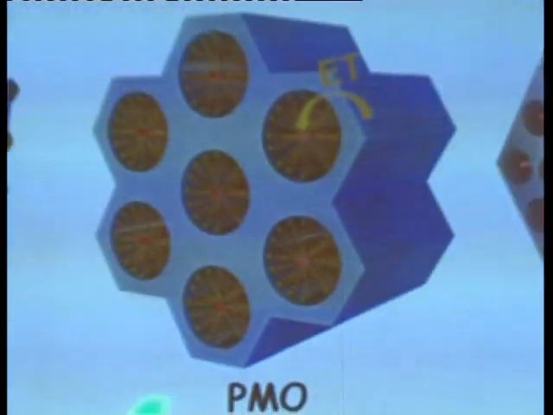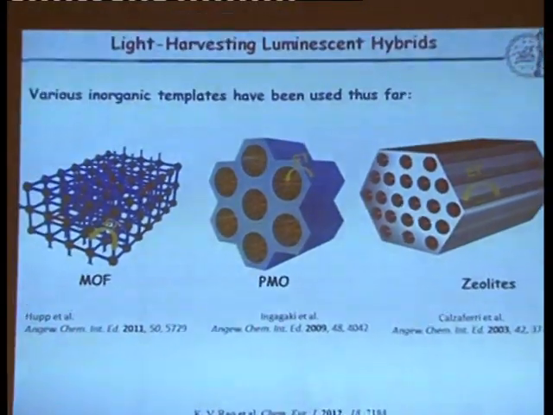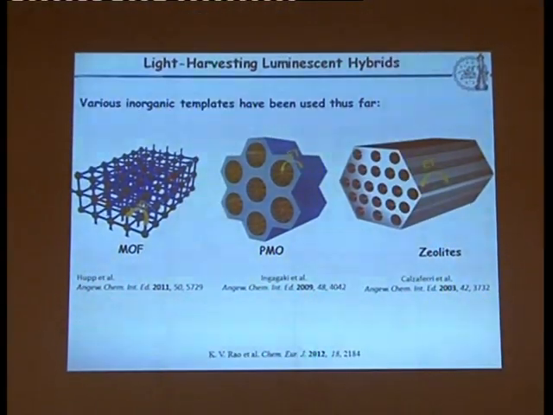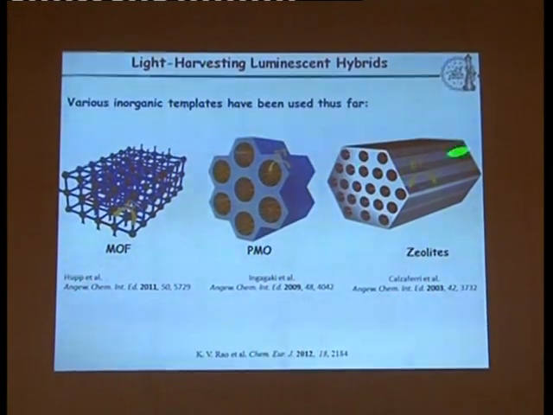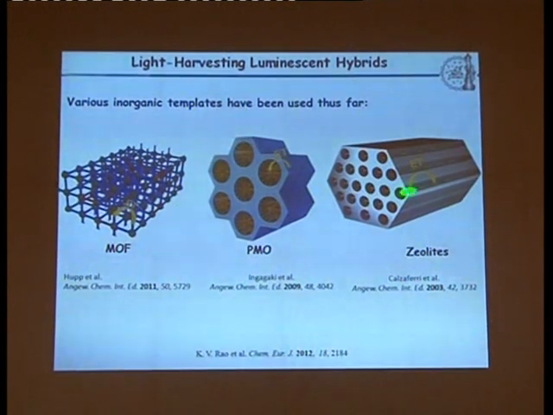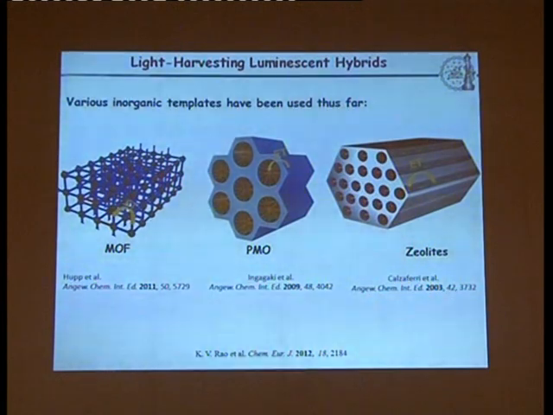These are a couple of typical classical systems known in the literature during the last three to four years, like metal organic frameworks, where the ligands are either donor or acceptor molecules, or periodic mesoporous silica, where the wall is made of donor molecules and the acceptor molecules can be incorporated into the pores, or zeolites, where both donor and acceptor molecules are incorporated into the nanochannels. They all show efficient energy transfer, and they are nice light harvesting hybrids.